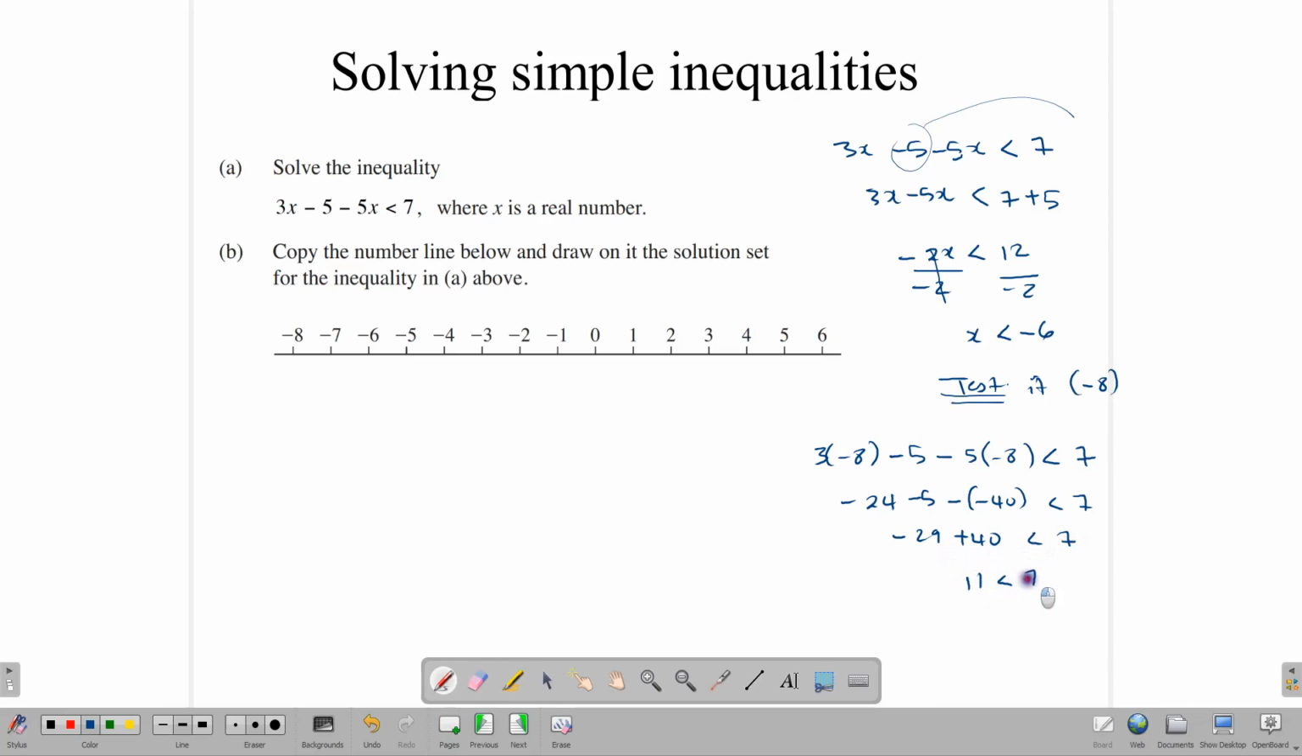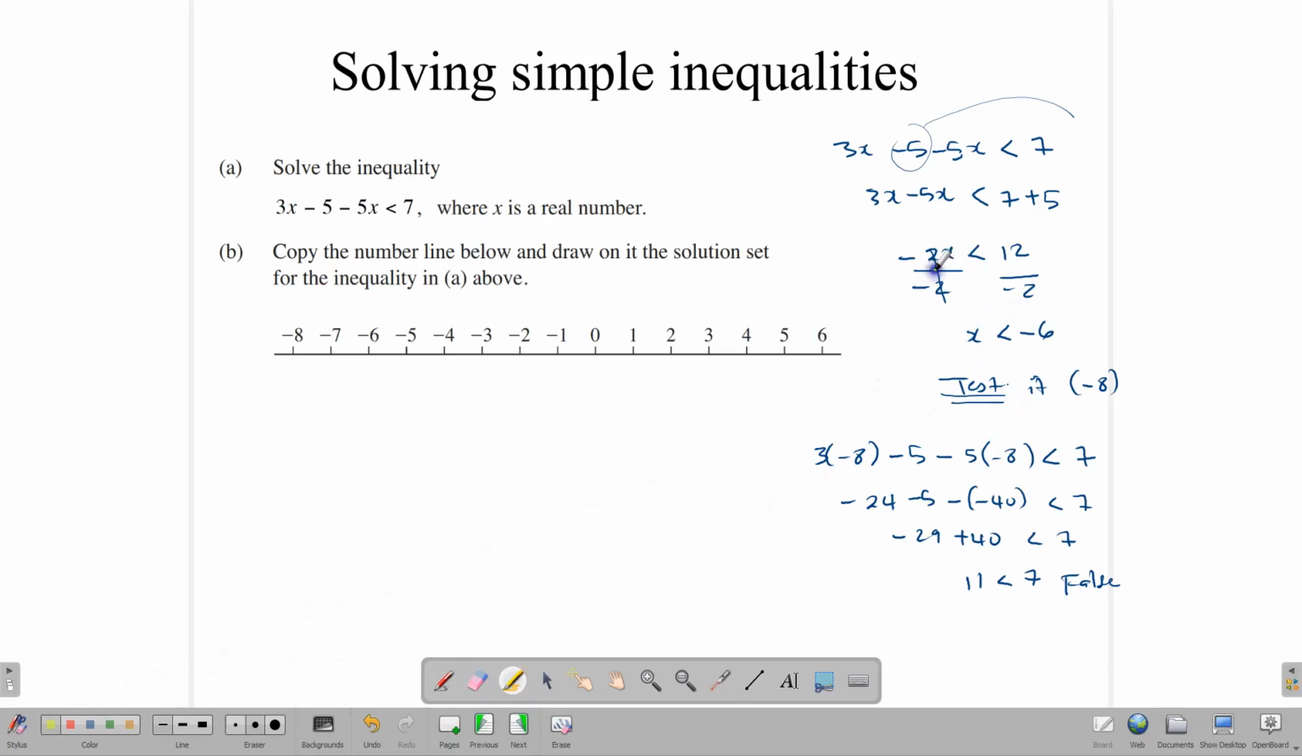And here we realize there's a problem. 11 is not less than 7. So this is false. So we solved it. We didn't make any errors in terms of the mathematics of it. But when we test it, we realize that our answer is not true. The solution that says x is less than -6 is not true. This happens for a unique reason, and I'm going to point it out now.